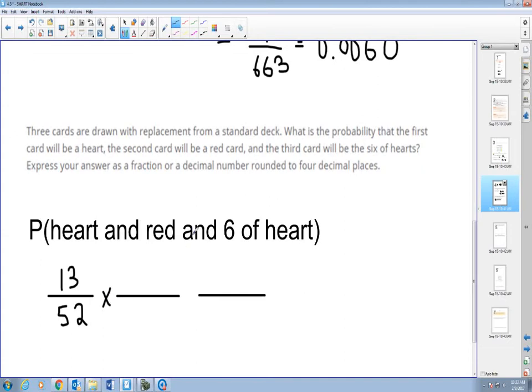And means times. Second card has to be red. There should be 26 ways for me to draw a red card, because red cards are 13 hearts and 13 diamonds out of 52. And I have to draw the six of hearts. Six of hearts is a suit, six is a face value, so there'll only be one out of 52. There's only one way to choose that one. There's only one six of hearts.